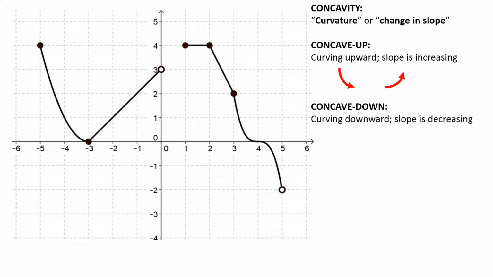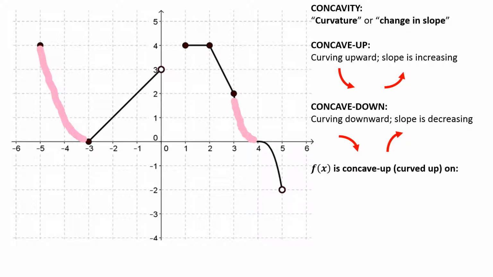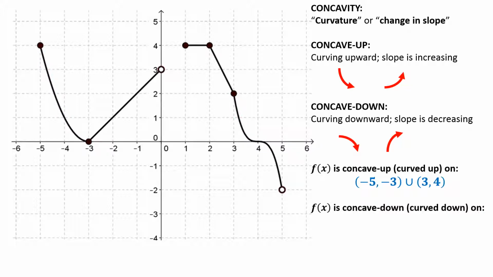In the same way, concave down is curving downward. The slope is decreasing. Notice that I can have an increasing function or a decreasing function with either concavity. They don't necessarily go together one with the other. So f of x is concave up, curved up on these intervals that are highlighted, which is -5 to -3 and also 3 to 4. Again, I'm using open intervals to describe these. F of x is concave down or curved down on this interval between 4 and 5.